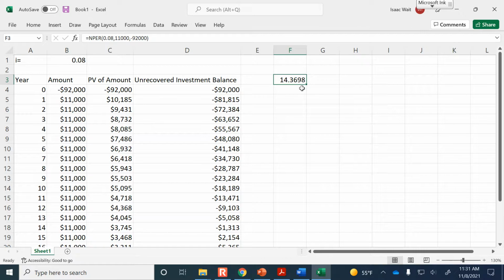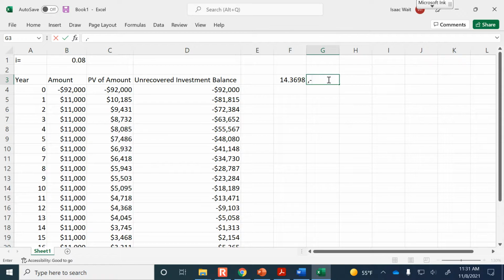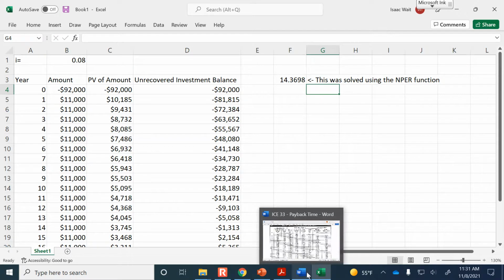14.37 years. All right, so we know this is happening in increments, and so to be fully paid off, it takes 15 years. So that verifies the crossover point that we'd identified here. So this was, it's always good for us to put annotations. This was solved using the Nper function. So any questions about that so far?